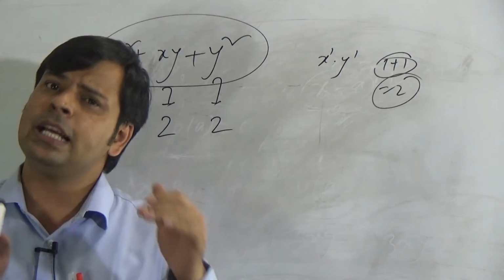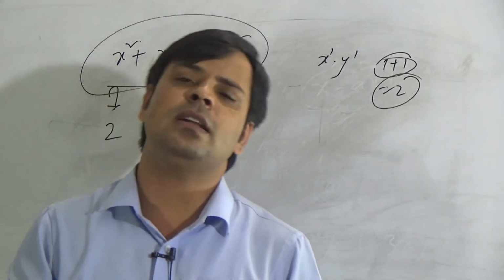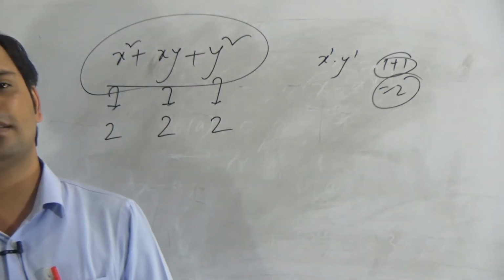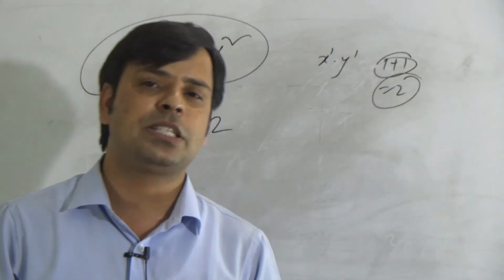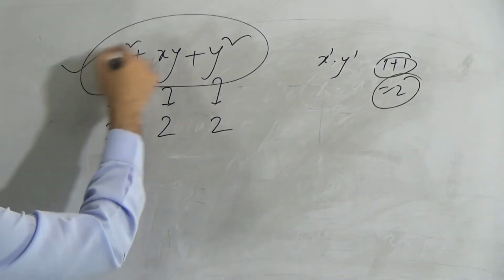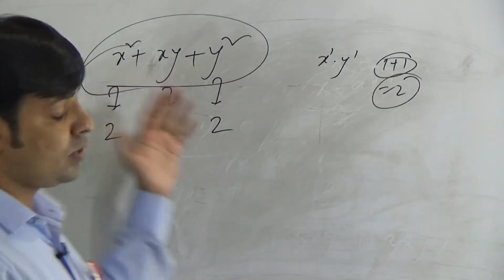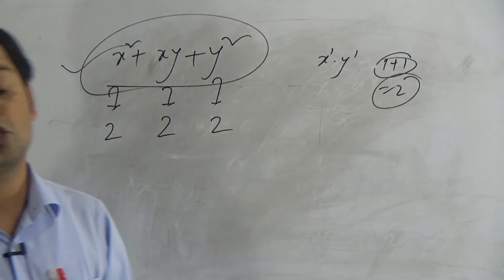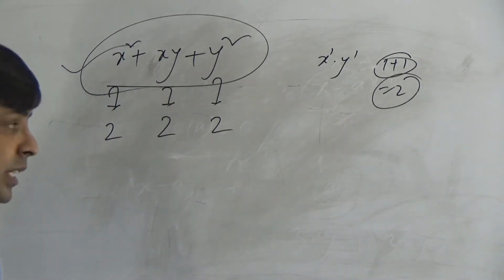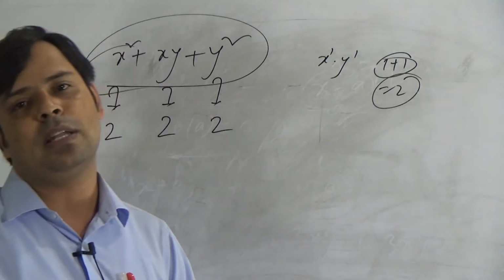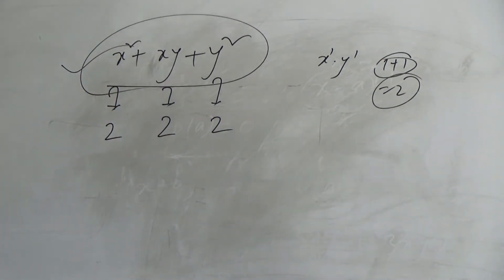If the degree of all the terms of a polynomial are the same, then the polynomial is said to be homogeneous, and this is called a homogeneous expression. So for an expression to be homogeneous, the condition is that the degree of all the terms must be equal. Okay, dear students. So now I will discuss symmetric expression.